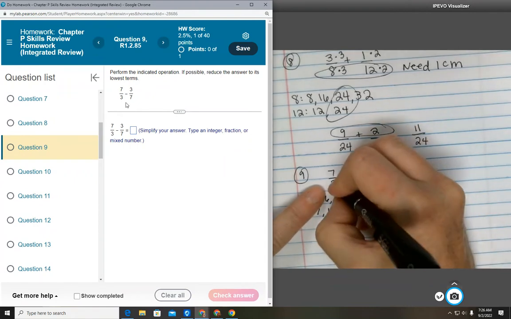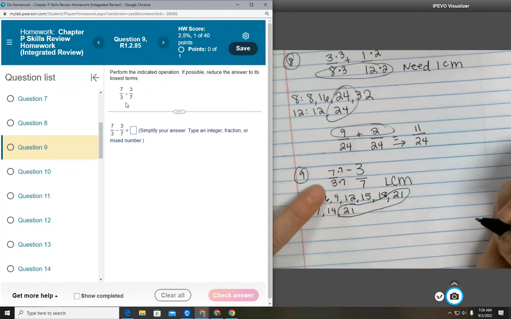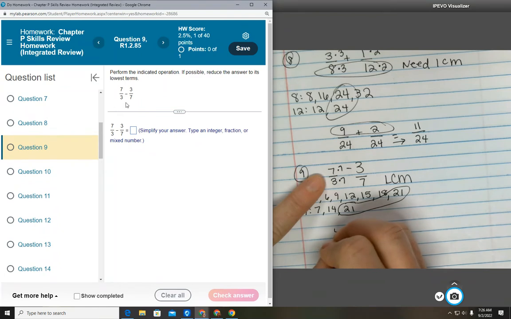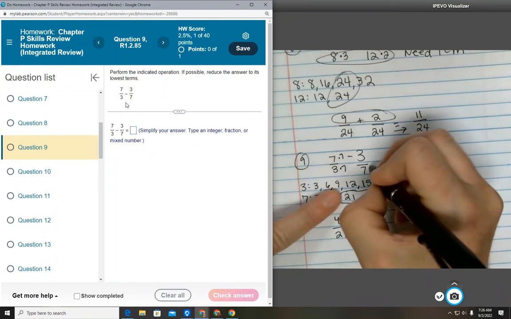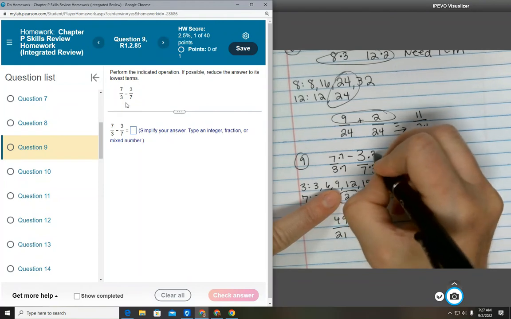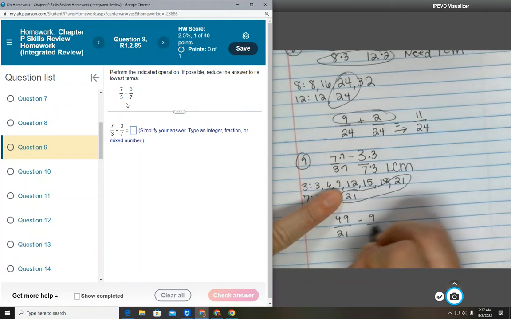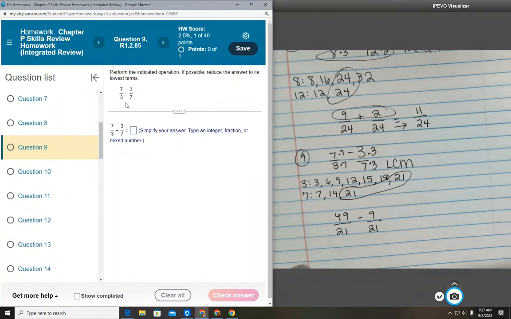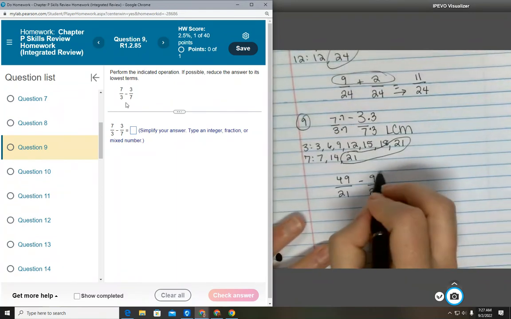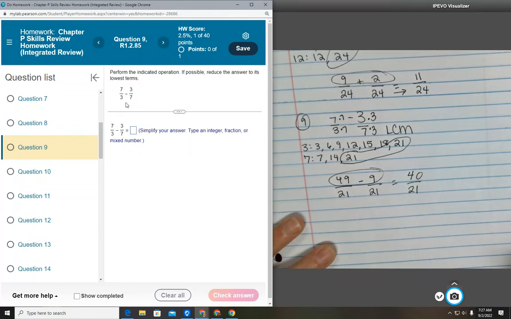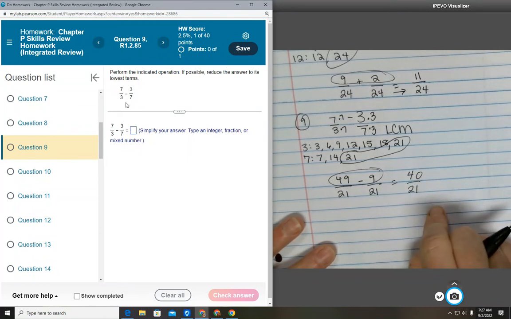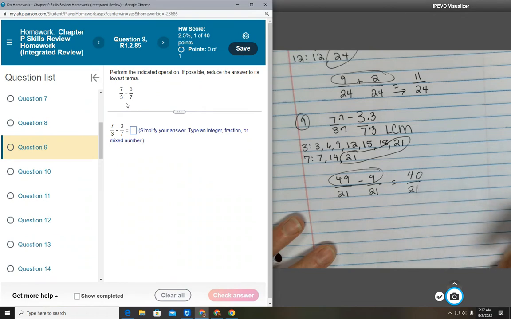All right, so times 7, because you got to get that 21. So it's 49 over 21. And then times 3, minus 9 over 21. So now we subtract these, and I get 40 over 21. They don't have a common divisor, so it's going to stay like that.